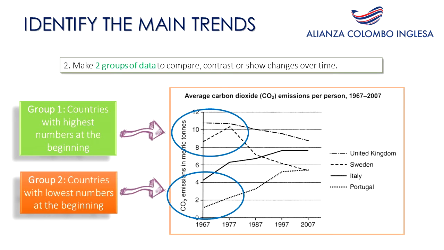For this case, we could make a couple of groups, and the grouping should be very straightforward here. The first group that we could make is composed of the countries with the highest numbers at the beginning of the period, which in this case are United Kingdom and Sweden. And the second group is comprised of those countries which started at the lowest numbers in 1967, which are Italy and Portugal.